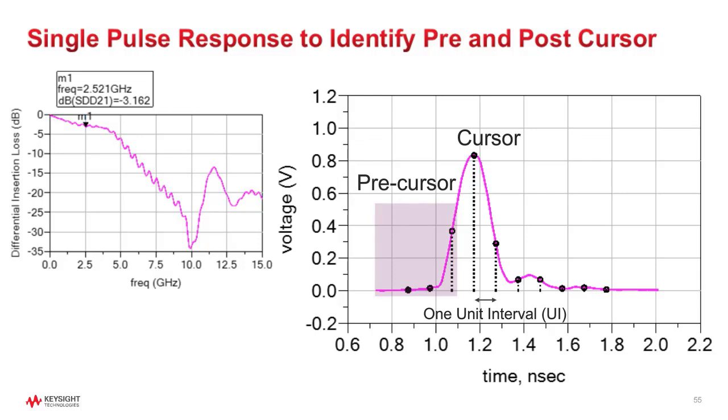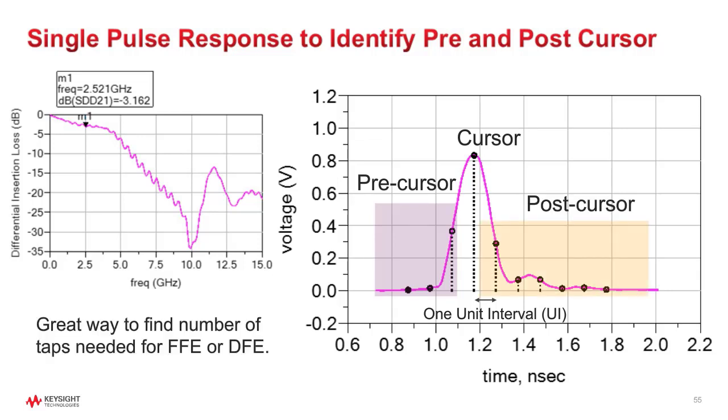as the post cursor. Now this approach is great to find the number of taps needed for FFE or DFE. Whenever you have a transmission line and a receiver that's able to take in FFE or DFE, this is a great way to identify the number of taps that's needed. So here for the post cursor, I see the major one is the first one, the second and third maybe, but I would not choose 6 for this single pulse response.